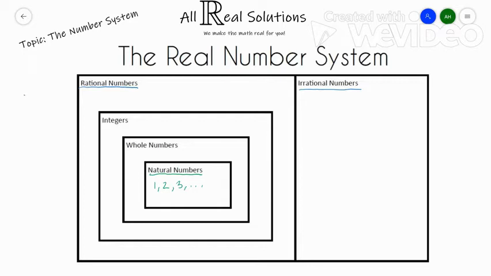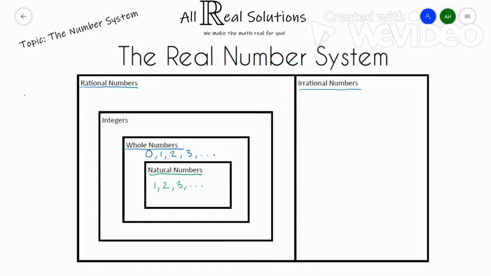The next group includes the natural numbers, but also includes the number 0, the whole numbers. Whole numbers are the number 0, then 1, 2, 3, and so on. So all of the whole numbers are all natural numbers, including the number 0.